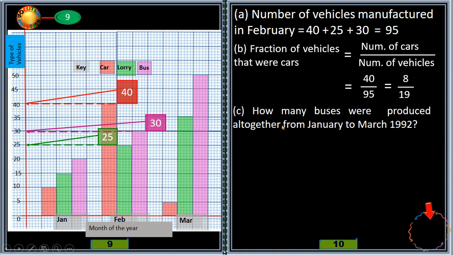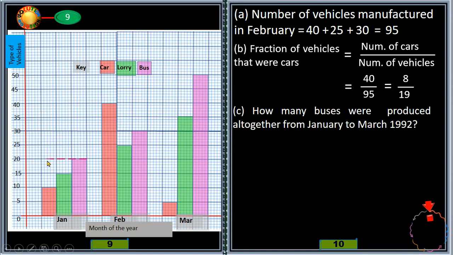Question C. How many buses were produced altogether from January to March 1992? Buses. The pink color here gives us the number of buses for January. This is the number of buses for February. This is the number of buses for March. So now, looking at this, we clear this. The number of buses produced in the month of January is 20. Then we drop our line, that's 20 at this point.